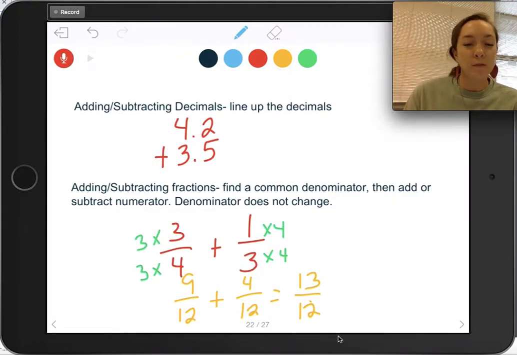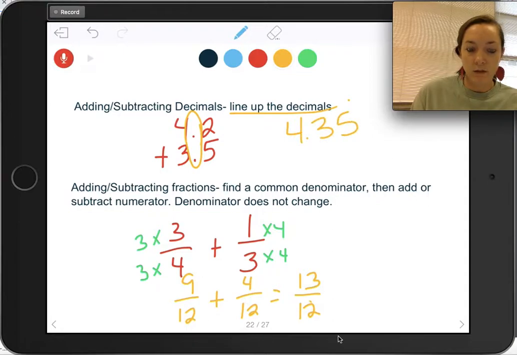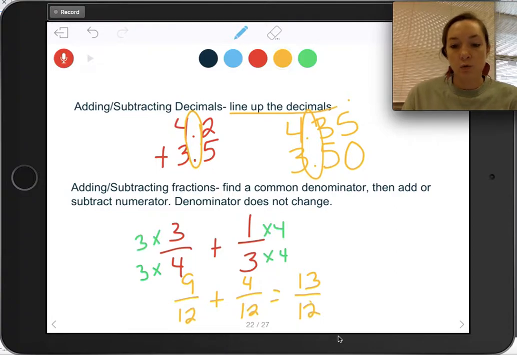We haven't talked about this too much, but I just want to remind us: when adding and subtracting decimals, we have to make sure that we line the decimals up. So if I have 4.2 plus 3.5, I'm going to make sure that I line my decimals up. What if I had 4.35 and 3.5? I still need to make sure I line my decimals up, even though the fives are the same, okay? Then you would add or subtract normally and just keep your decimal in the same line.